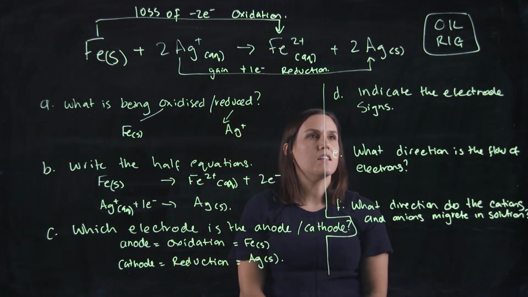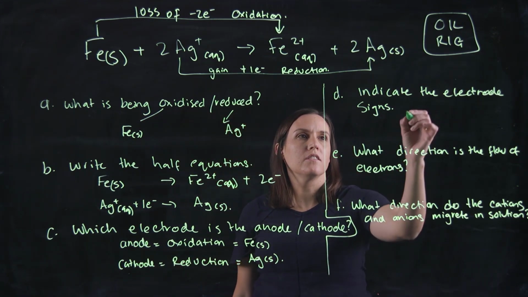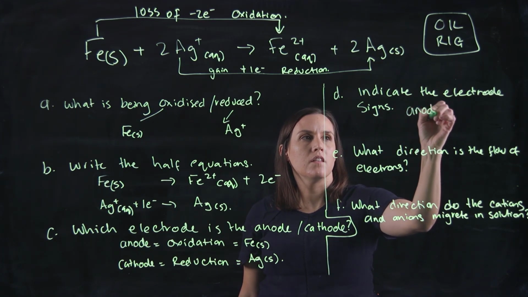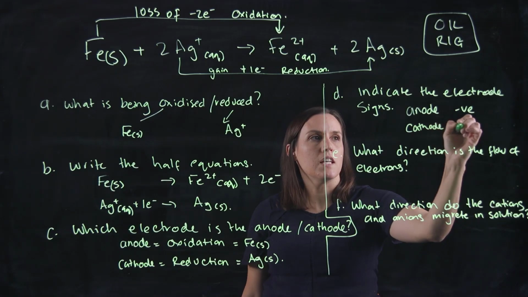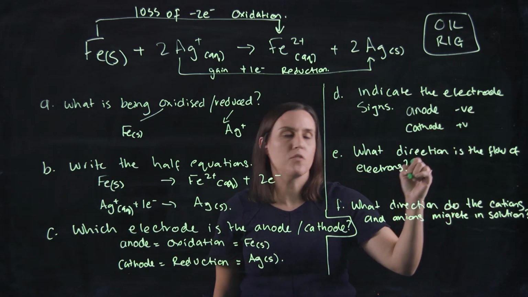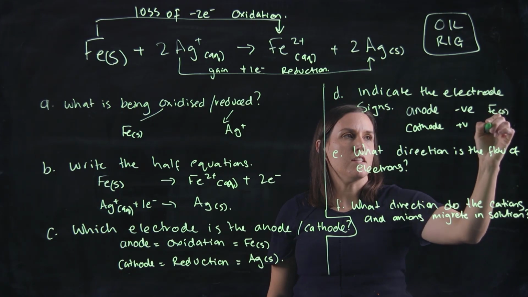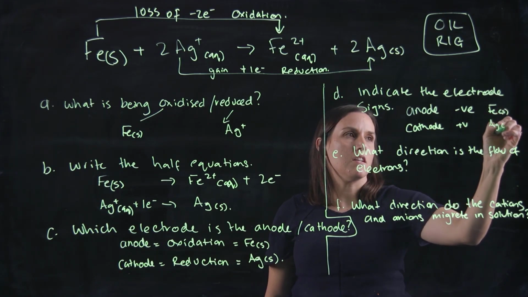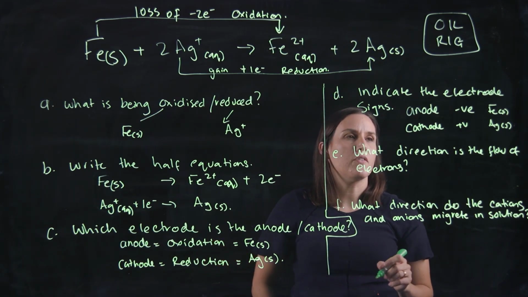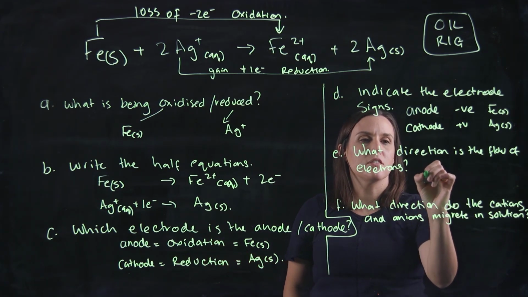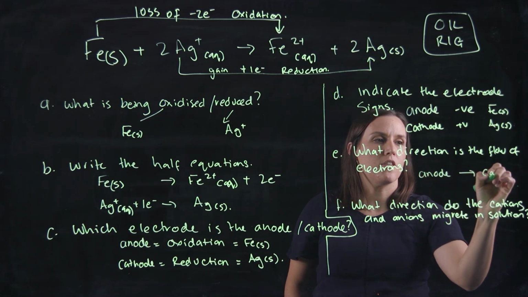So indicate the electrode signs. So the anode is negative and the cathode is positive. So the anode would be your Fe solid and your Ag solid would be here. So what direction would be the flow of the electrons? So the electrons flow from the anode to the cathode.